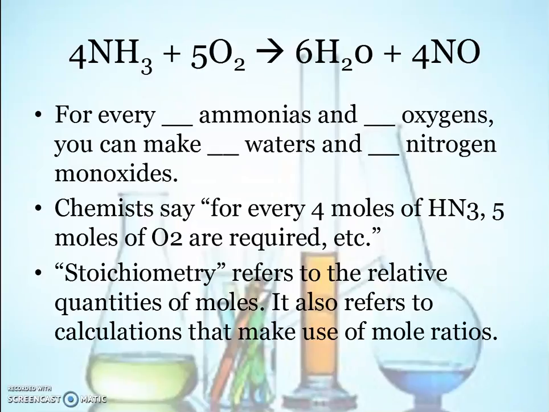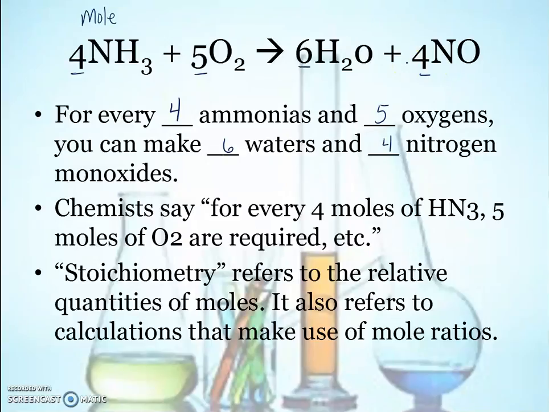Well, this balanced chemical equation tells us more than that. It tells us that for every 4 ammonias reacting, and for every 5 oxygens reacting, we can make 6 waters and 4 nitrogen monoxides. But a chemist actually likes to speak in quantities, because remember, we use moles as a counting unit. So we say 4 moles of ammonia reacts with 5 moles of oxygen, and those come together to form 6 moles of water and 4 moles of nitrogen monoxide.